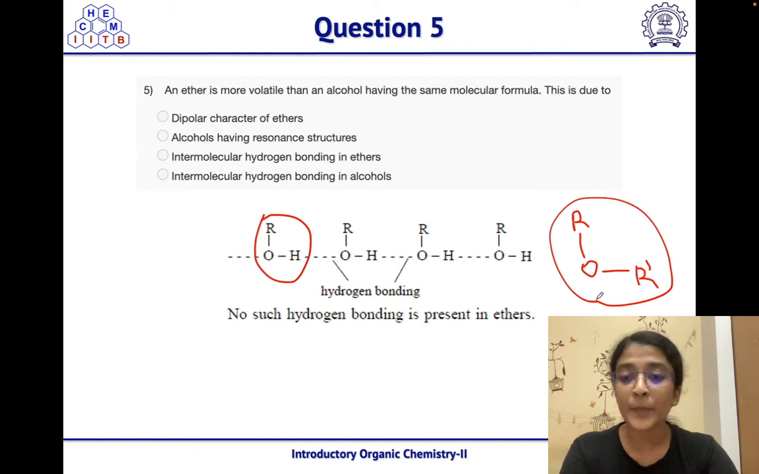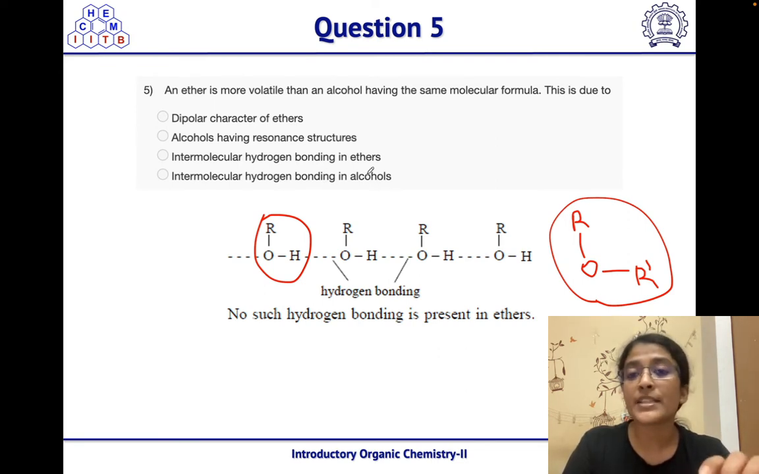Its boiling point will be less, and since they are not held together, they will be moving apart from each other, and it will be more volatile. There is no hydrogen bonding in case of ethers. So why ether is more volatile than alcohol means, in case of alcohol there is intermolecular hydrogen bonding, but in case of ethers there is no intermolecular hydrogen bonding, and because of that ethers are more volatile than alcohol. So the correct option will be option 4.